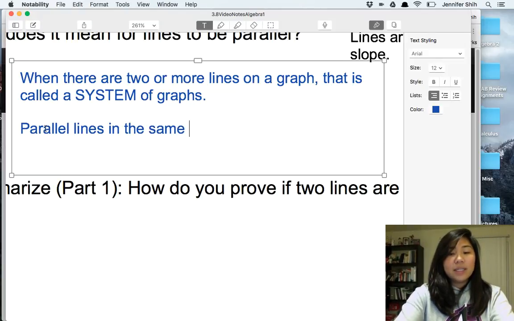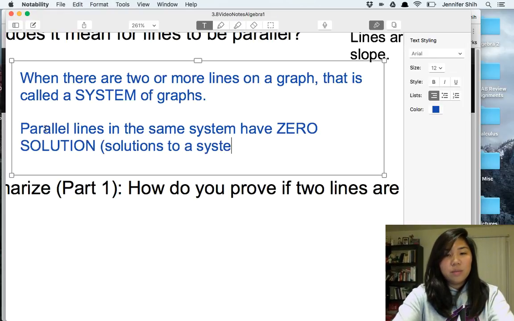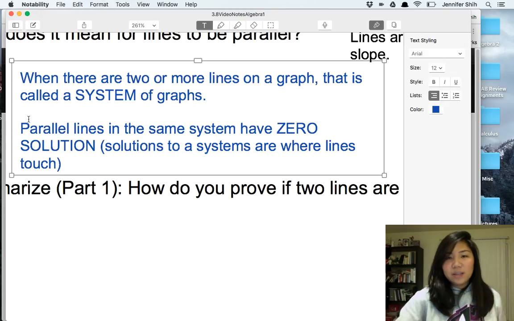Parallel lines in the same system have zero solutions. Solutions to a system are where lines intersect.